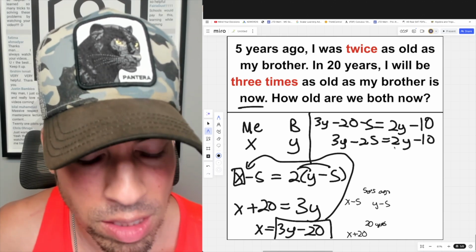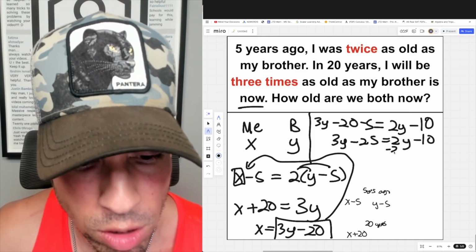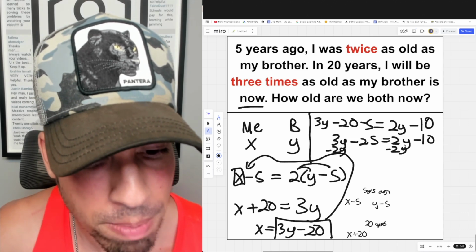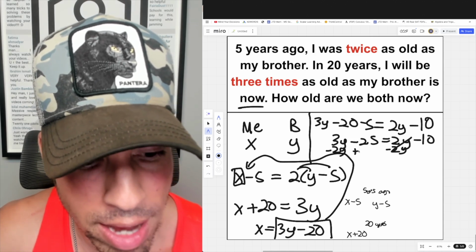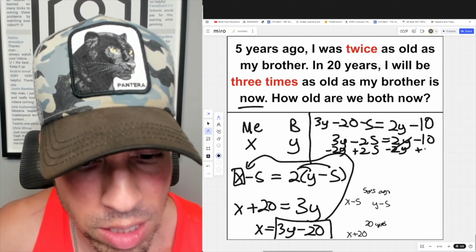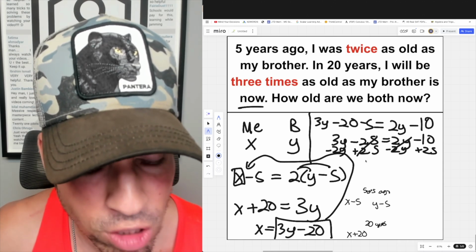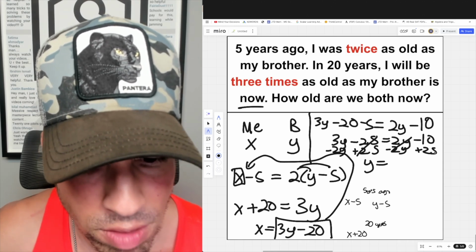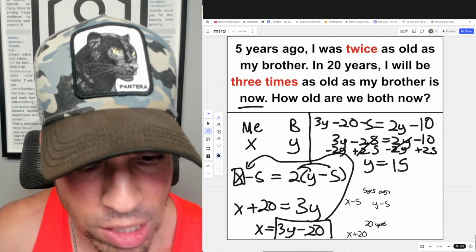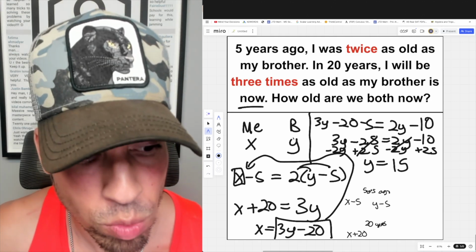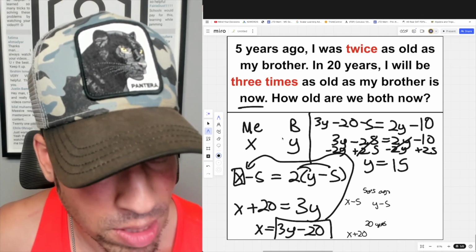Now I'm going to simultaneously subtract 2Y from both sides. So we're going to go bop, goodbye, and we're going to also add 25 to both sides. That's going to fully isolate my Y variable. 3Y minus 2Y is just Y equals negative 10 plus 25 is 15. So my brother, which is Y, is currently 15 years old.